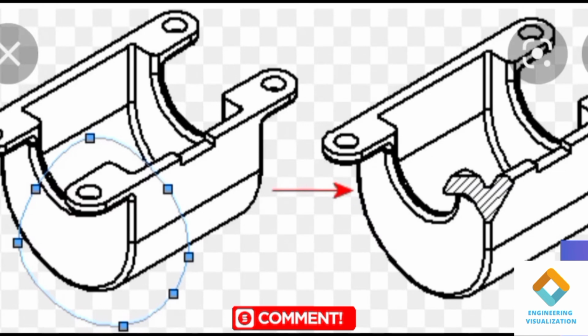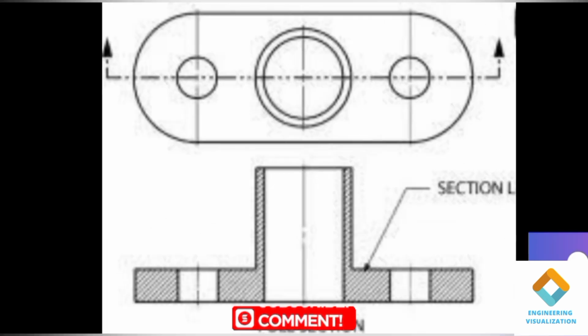Broken out section, or broken sectional view. A broken out section view cuts away a portion of an assembly in a drawing to expose the inside. You can see in the diagram clearly it has been cut or broken out to show the sectional view.